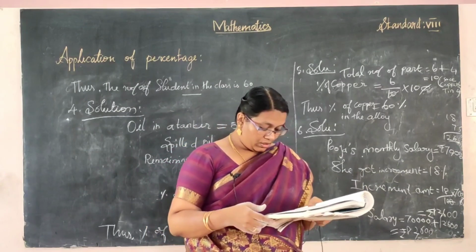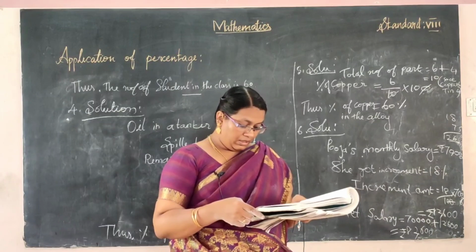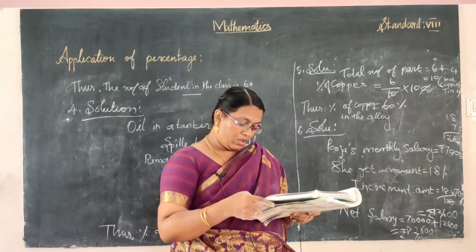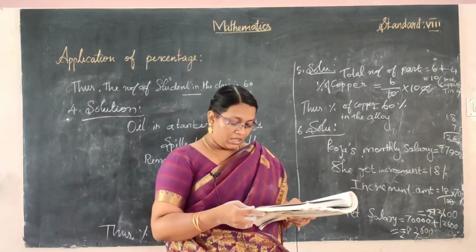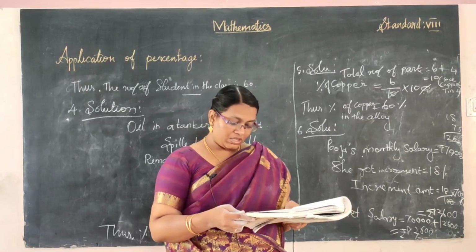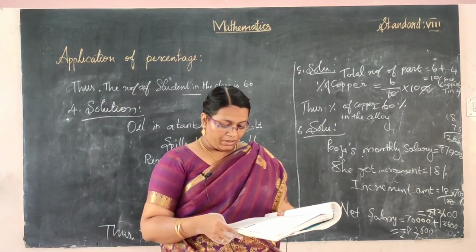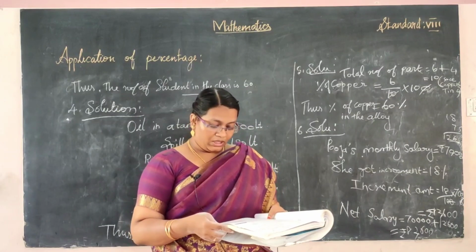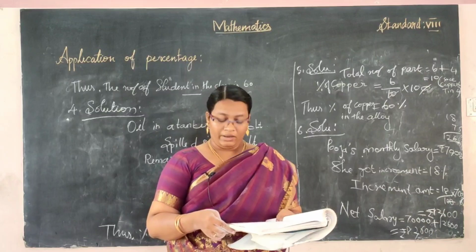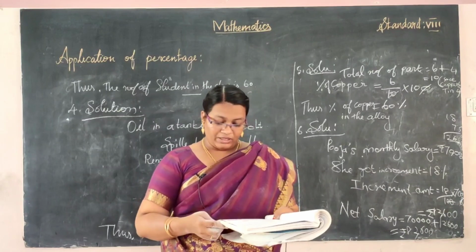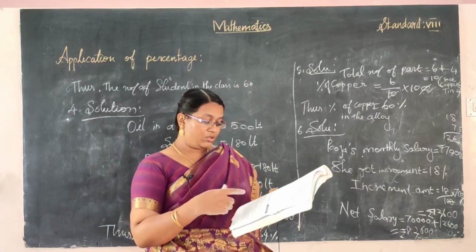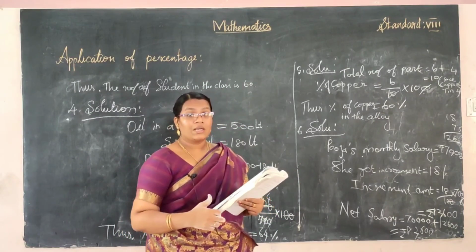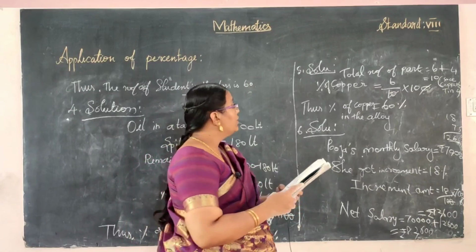And eighth one: in a garden with 80 trees, 15 are guava trees, 20 are mango trees, and the rest are orange trees. Find the number of orange trees in the garden. Easy. Compare each percentage out of 80 and calculate. Finally, the rest is orange, so subtract. These two models were already done in the example problem. We'll do it as homework.